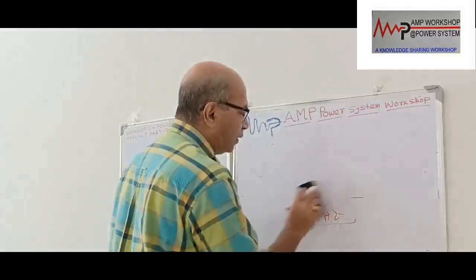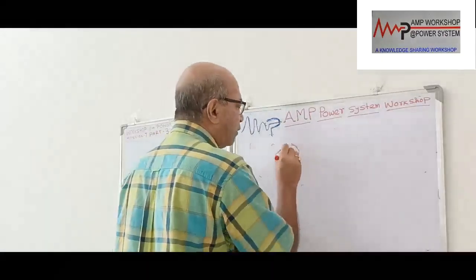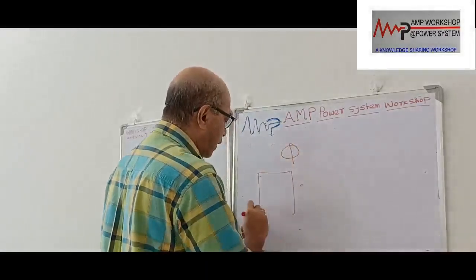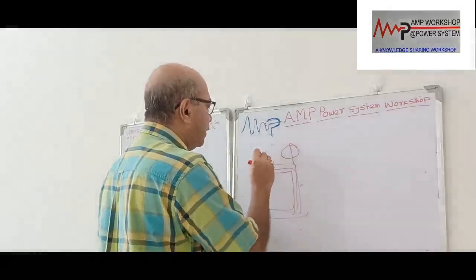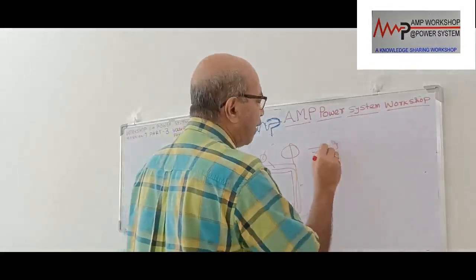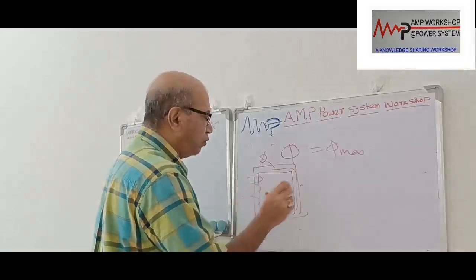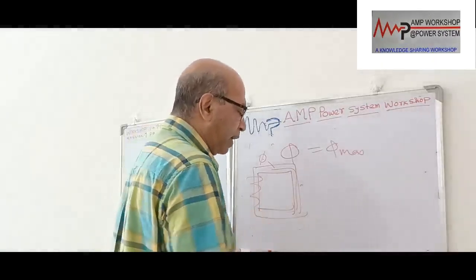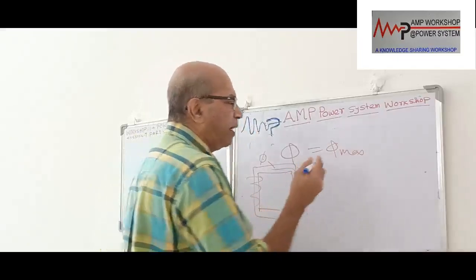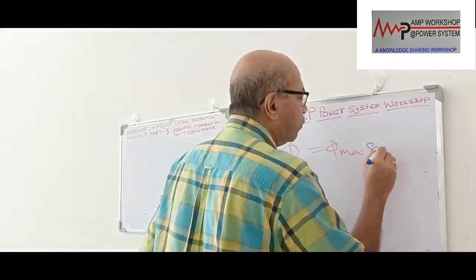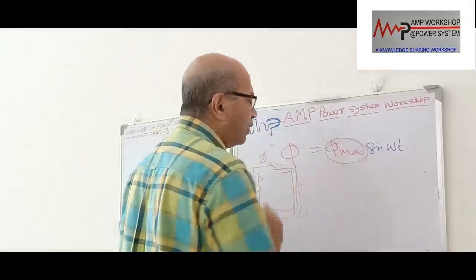We have already seen the flux density in a transformer. Suppose this is a core and this core is subjected to a flux. This flux we call phi, right? Because it is a sinusoidal wave, the current passing to produce the flux in the core is sinusoidal. If it is sinusoidal, then the flux produced by the current is also sinusoidal, so phi equals phi max into sine of omega t. This is the equation for the flux. Now, how much is phi max?